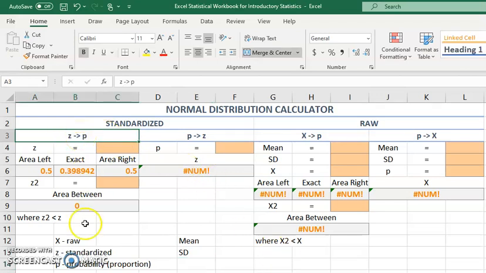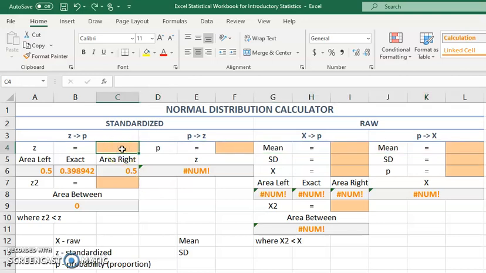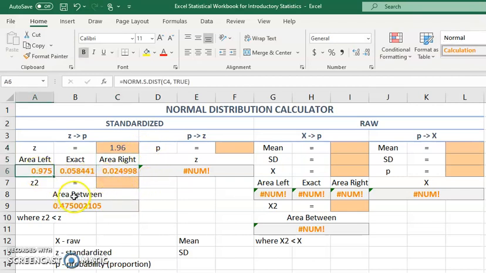If you have a standardized score and you want to know what the probability of obtaining that score is, you can put in the value. So for example, we can put in like 1.96. And what you'll get here is that the area left of that value is 0.975. The area right of it is 0.025. So that means that's the value where only 2.5% of scores are above 1.96.